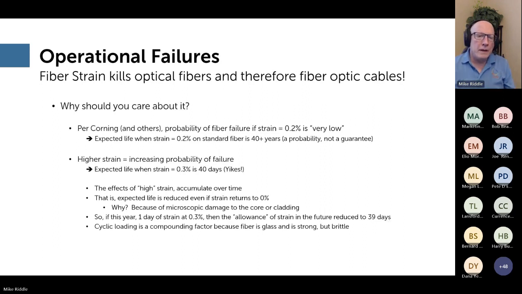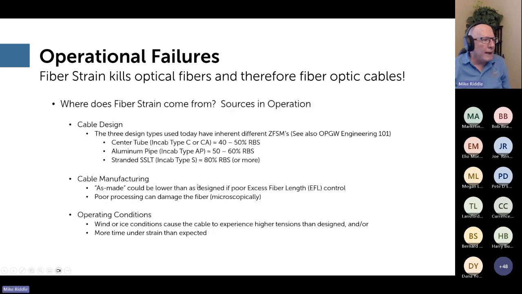And then the reality of OPGW in the field is, yeah, in summer it's maybe 20% rated breaking strength or whatever you designed it to be, and it's only for a few months over the winter that your wind and ice loading brings it up. But that's cyclic loading. And fiber fundamentally is glass. It's a brittle substance. So cyclic loading and a brittle substance are not a good combination. So that's why you have to worry about it.